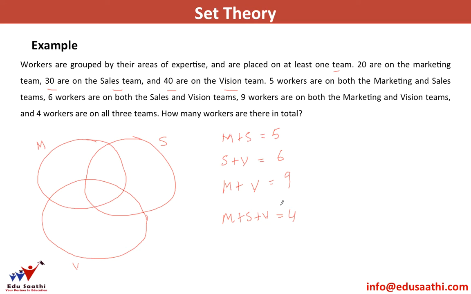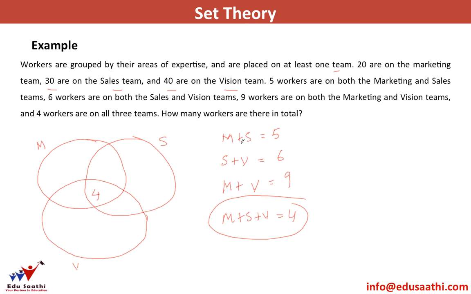So one thing which you need to remember here is that you always start with the number of people who are on all the teams, because it makes forming this diagram very easy. So I have marketing plus sales plus vision is equal to 4. So this is the area common to all three circles. So this is equal to 4.